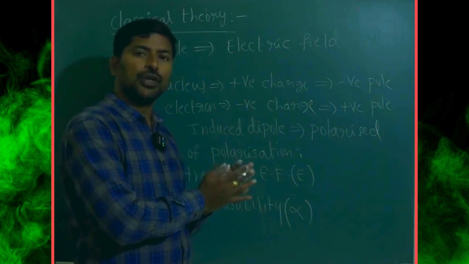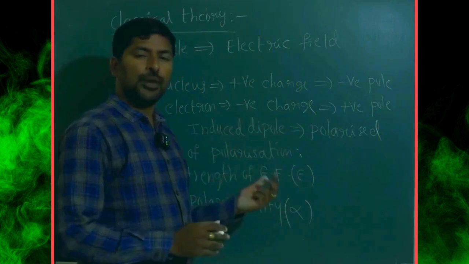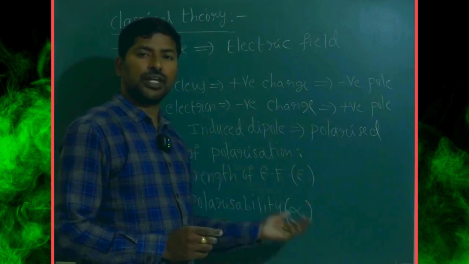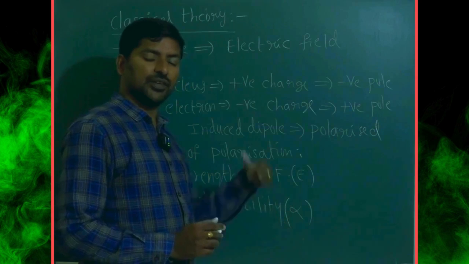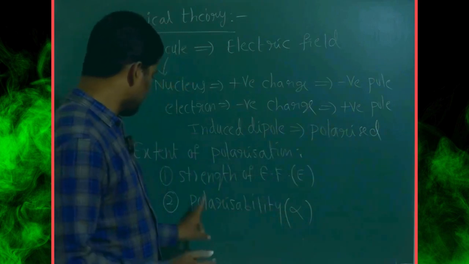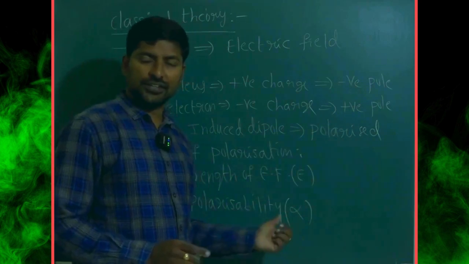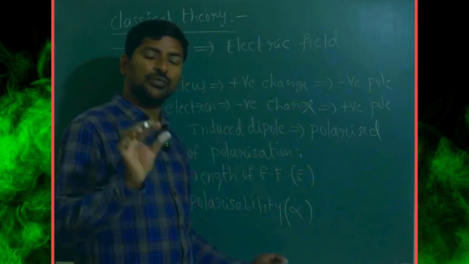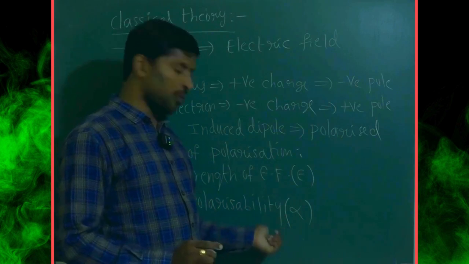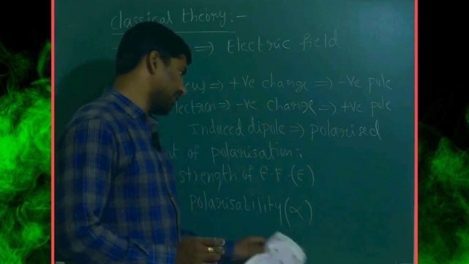In one molecule, more dipole may be created. In another molecule, less dipole, less charge separation, less distortion may be observed. In another molecule, more distortion may be observed. That is called what? Polarizability. It is a characteristic of a given molecule and depends on the nature of the molecule. The ease with which the molecule gets a dipole is called polarizability.